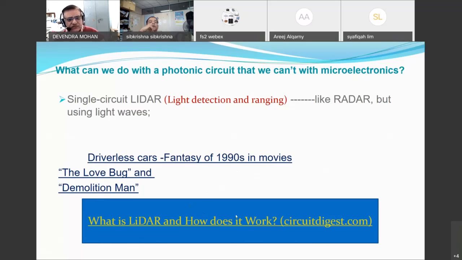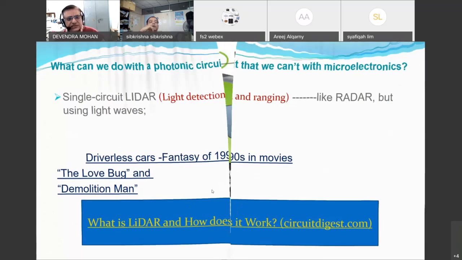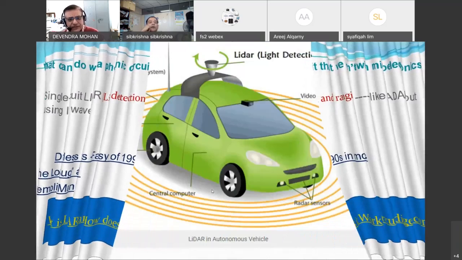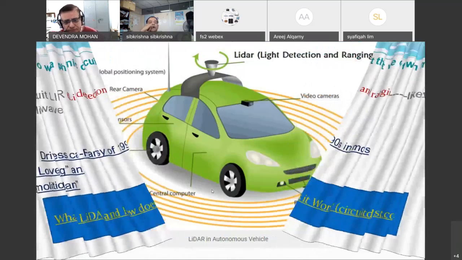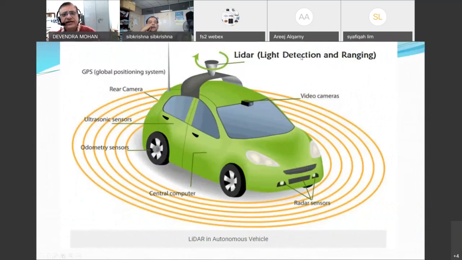So what is LIDAR and how does it work? One needs to understand it. So LIDAR, as I told you, is light detection and ranging. There will be a GPS system, there are cameras, there are sensors, as we know that this is the era of robotics and sensors. So this is one monodiagram of the use of the LiDAR.